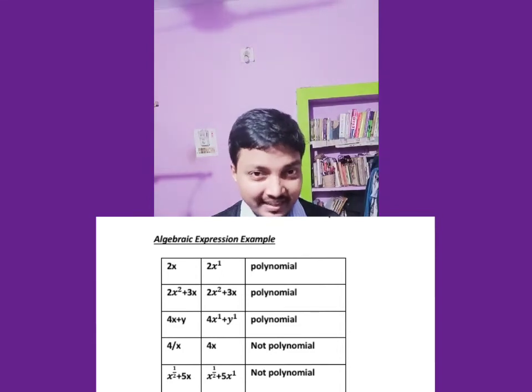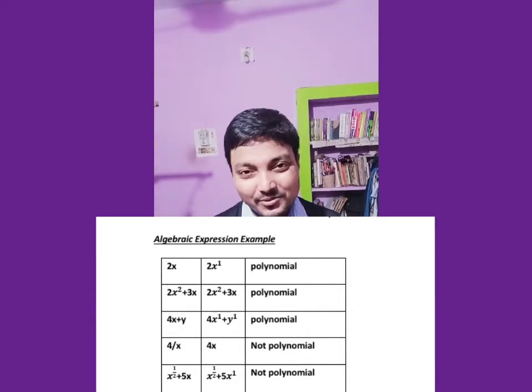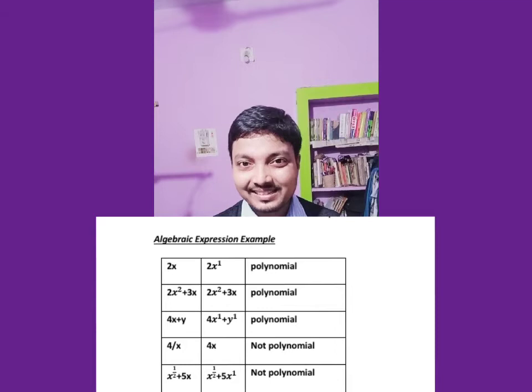Now remember, after that I will give you the definition. Another polynomial, see, 2x square plus 3x. In 2x square, x to the power 2, 2 is whole. Then plus 3x, x to the power 1 is a whole number, so it is a polynomial. Next one is 4x plus y. 4x plus y means x to the power 1 and y to the power 1, so the power of the variable is a whole number, and this one is a polynomial.